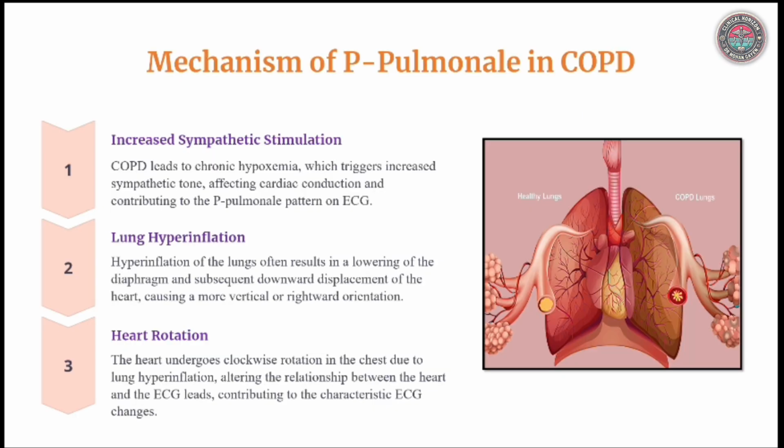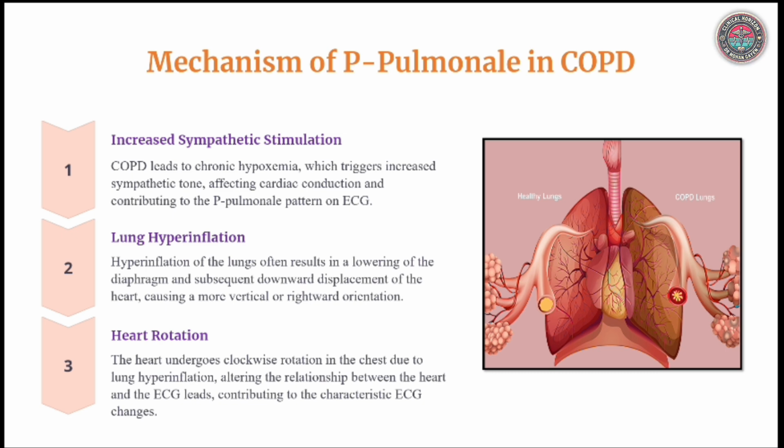Mechanism of P pulmonale in COPD. COPD-induced right atrial enlargement results from chronic hypoxemia, lung hyperinflation, and altered heart positioning. These changes lead to sympathetic stimulation, increased right atrial pressure, and a more vertical heart orientation, affecting ECG patterns.